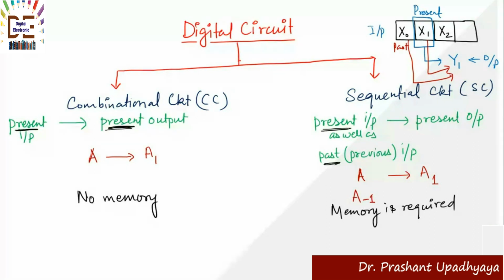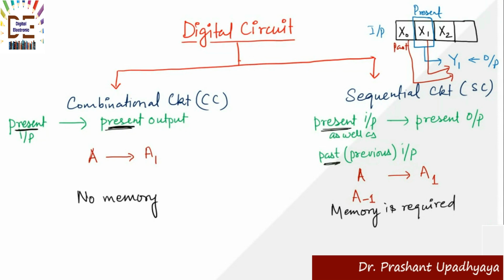So therefore, in a combinational circuit we don't require any memory to store the elements, whereas in a sequential circuit we require a memory to store the past value, because this past value can also change your result, your output. The present output can be changed with the help of the past input.